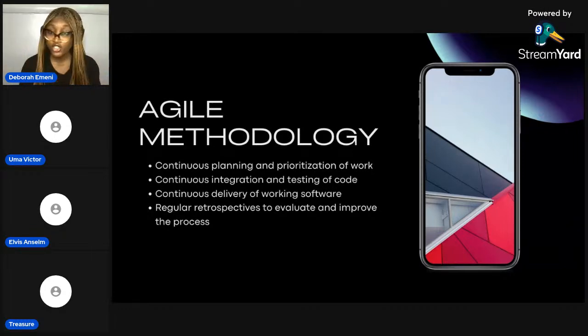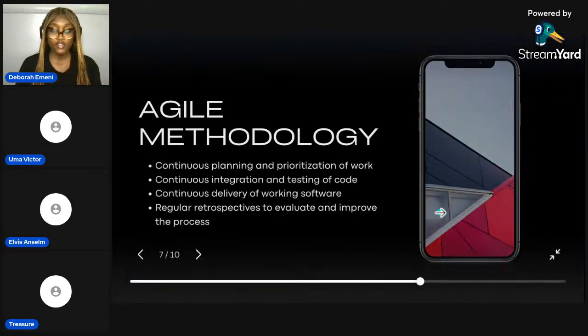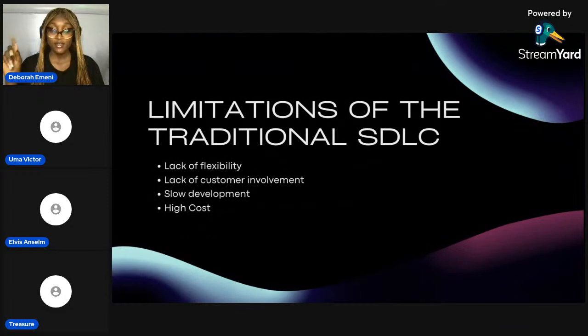There's continuous integration, there's continuous testing of code. The testing is continuous. The delivery of the software is continuous. That's the agile methodology, and that is what DevOps is based on. So I don't know if you have some idea of what DevOps is now. So I think with that, I'll move on to discussing the limitations of the traditional software development lifecycle.